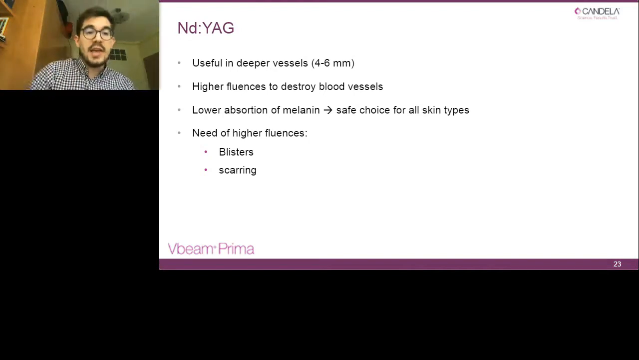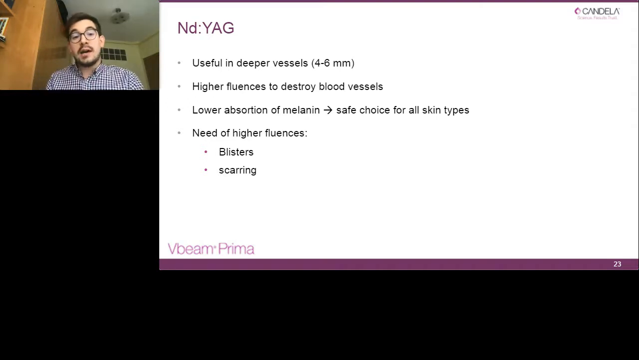Regarding the use of the Nd:YAG, as you know, Nd:YAG is a deeper laser. It is going to be useful to treat these vessels which are between 4 to 6 millimeters of depth. But you have to use high fluences to destroy these vessels because the absorption by the oxyhemoglobin is much lower than with the PDL. Using these high fluences may be a bit trickier because you may cause some blistering, scarring, and other side effects that are less frequent than when using the PDL.